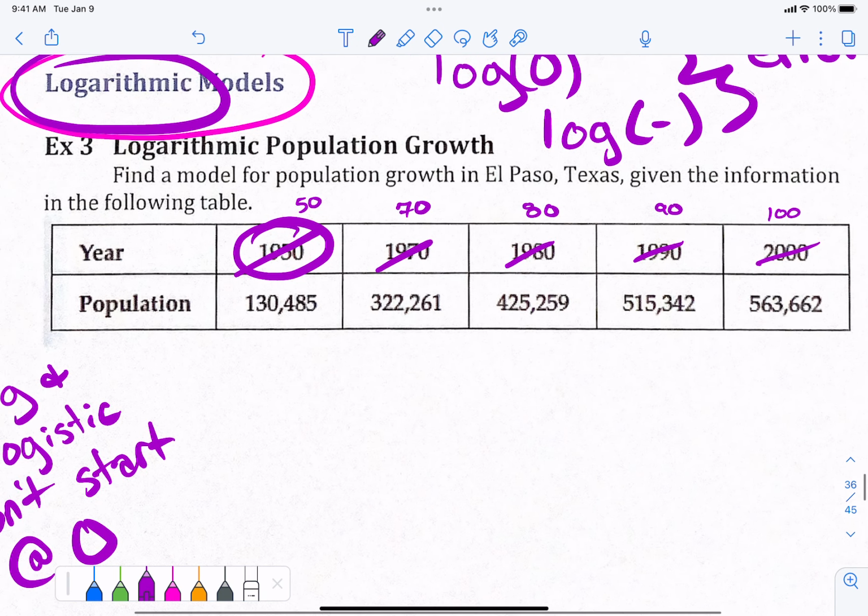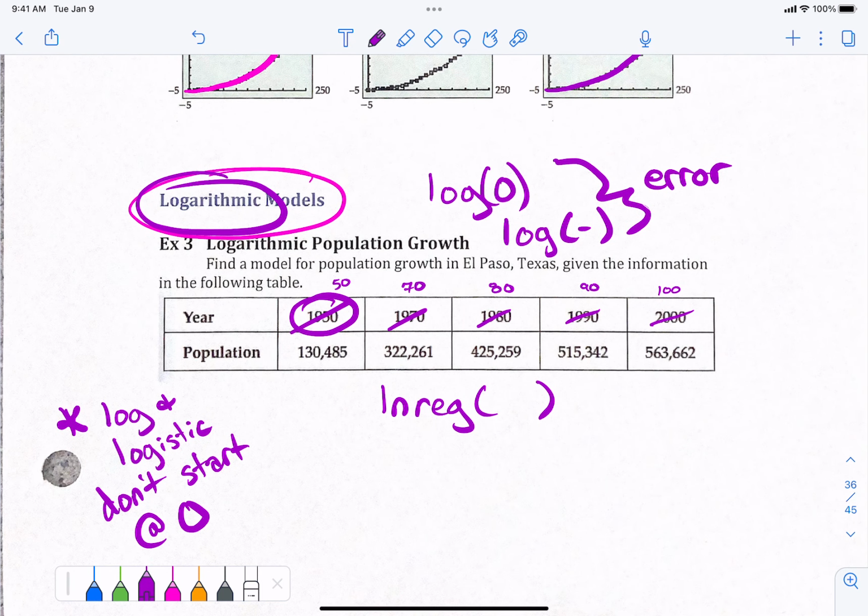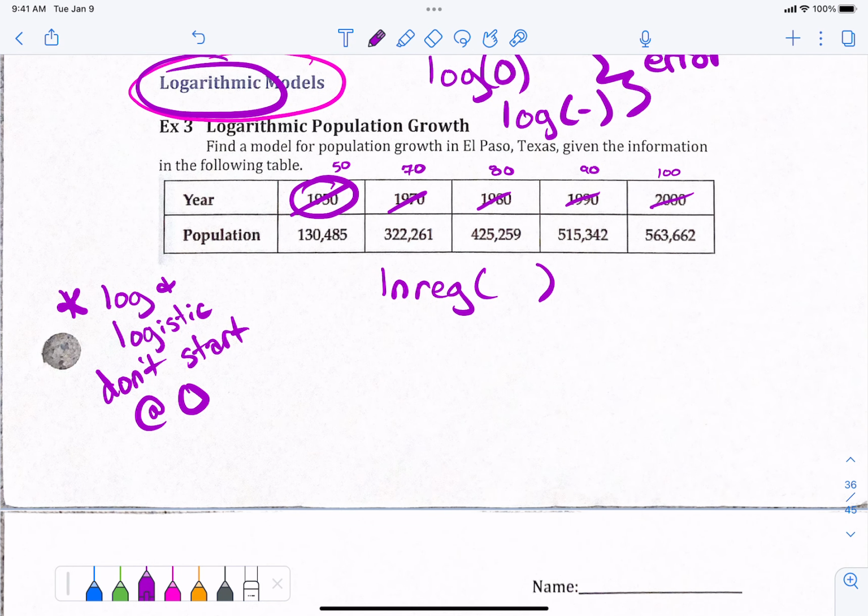We're going to do a logarithmic, which, again, is not L-O-G. This is L-N-R-E-G, right? L-N-R-E-G, and it opens up whatever, okay? And it gives you all that stuff. So type those in for your X1, Y1. If you want to see a scatter plot, you can do that, too. You'll have to change your window, but do that, type in L-N-R-E-G, and we'll see what we get.